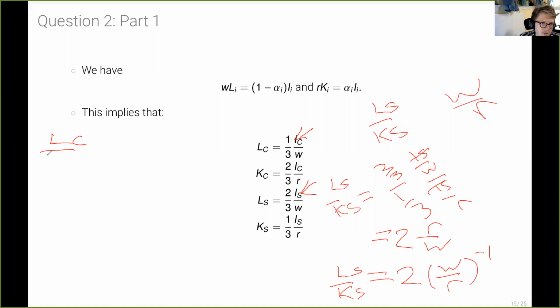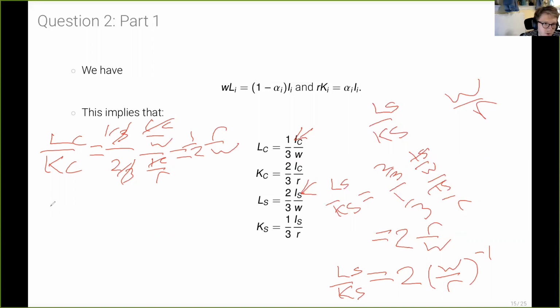To find out what LC over KC is going to be, I'm just going to take these two expressions. So that's going to give me 1/3 all over 2/3 times IC over W all over IC over R. So what's that going to give me? Well, these 3's are going to cancel, and I'll be left with 1/2. These IC's are going to cancel, and I'll just be left with R over W. And so if I want to flip upside down the R over W, then this LC over KC is going to be equal to 1/2 (R over W) inverse.